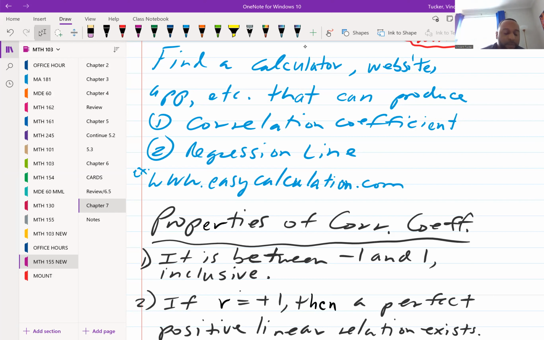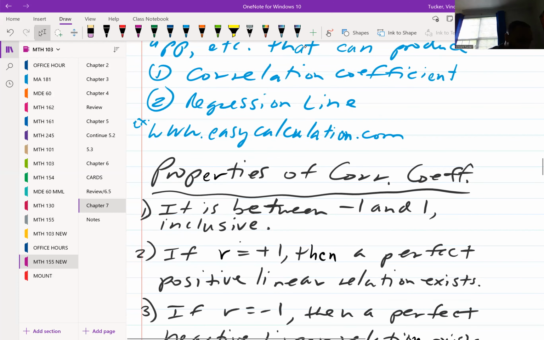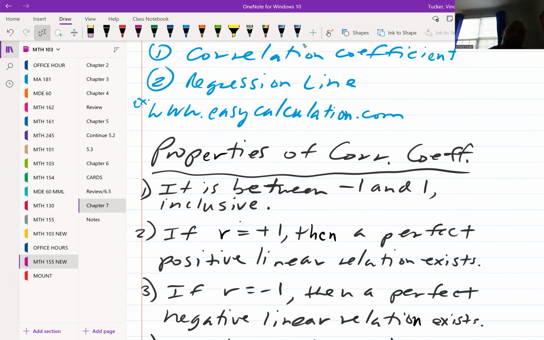All right, so let's look at some properties of the correlation coefficient. It's between -1 and 1 inclusive, so that means it can be equal to either -1 or +1. If r is equal to +1, then a perfect positive linear relation exists. If r is equal to -1, then a perfect negative linear relation exists.